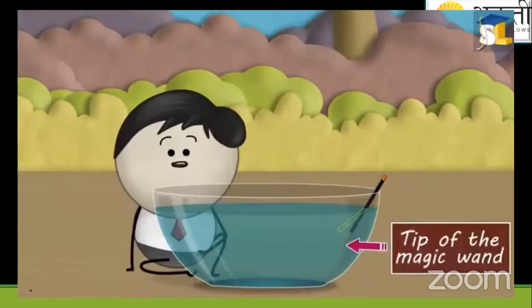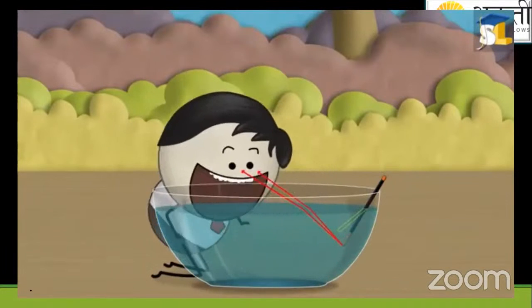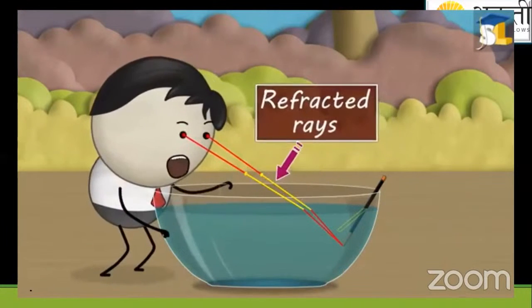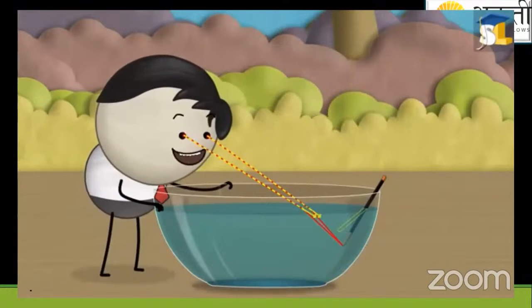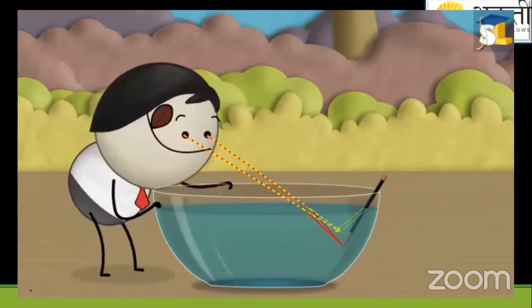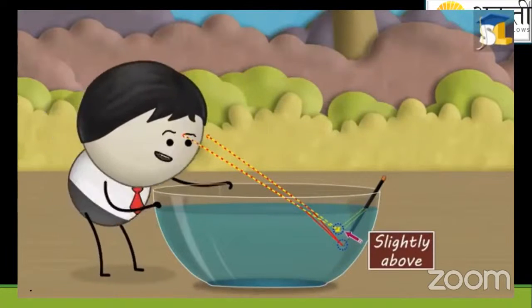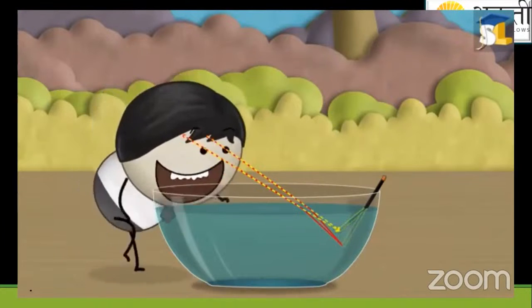When the light rays coming from the tip of the magic wand pass from water to air, they change their direction, that is, they get refracted. When these refracted rays reach our eyes, trace them backward as straight lines. Due to this, the rays appear to come from a point slightly above the original position. Hence, the magic wand appears to be bent in water.